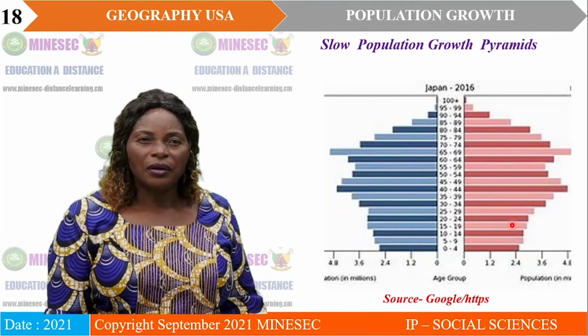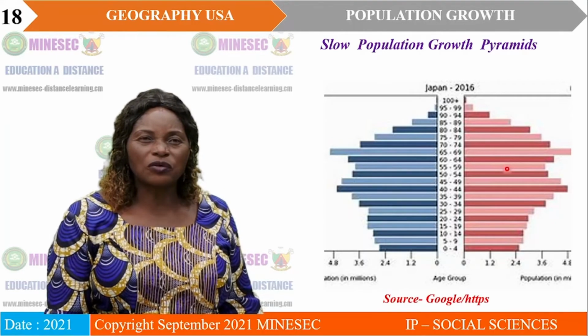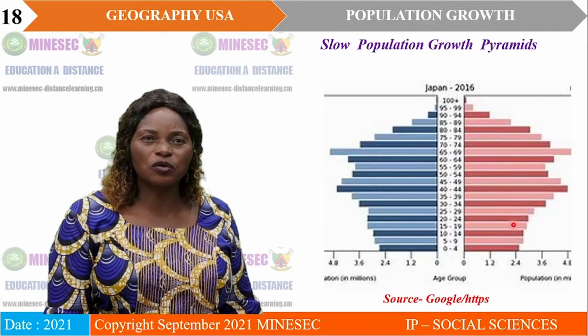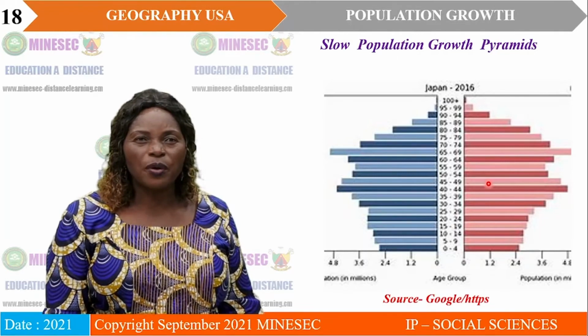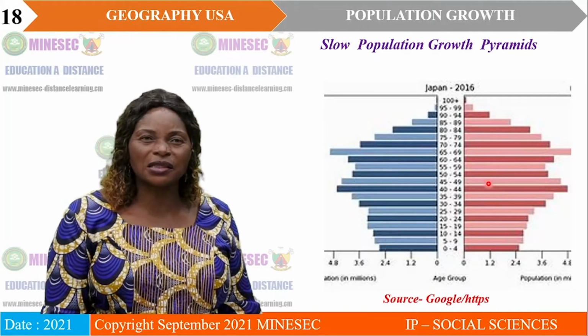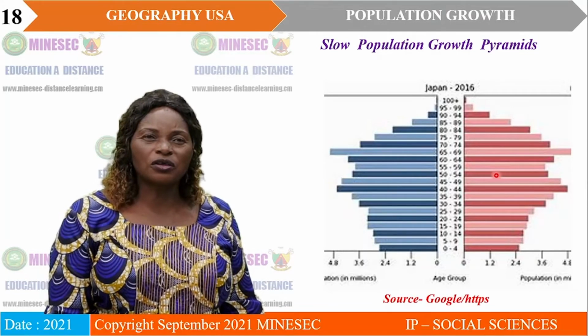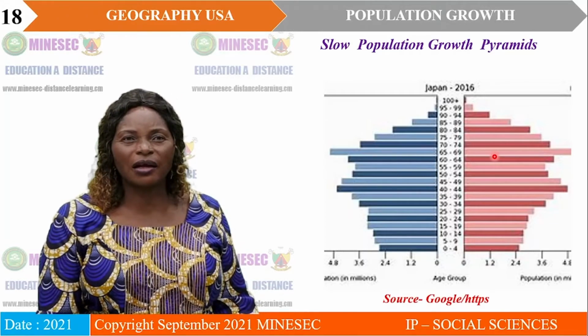Then we have a bulging middle as a result of a high number of adults, those who moved from the youthful age group into this group because of high life expectancy, and others who have come in from other countries to swell the number of adults in this particular country.